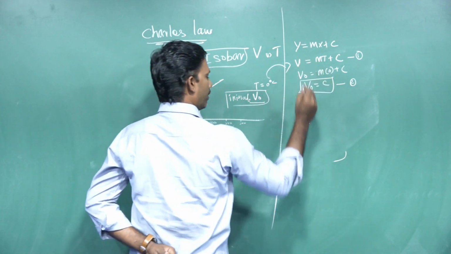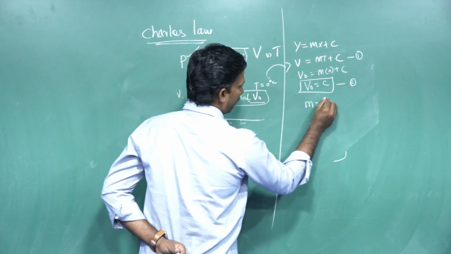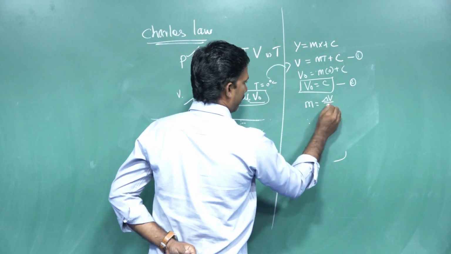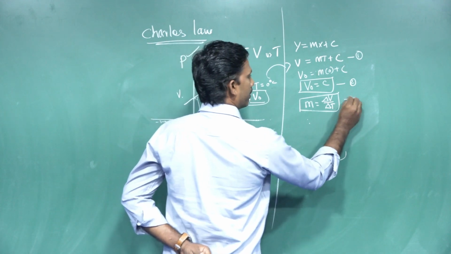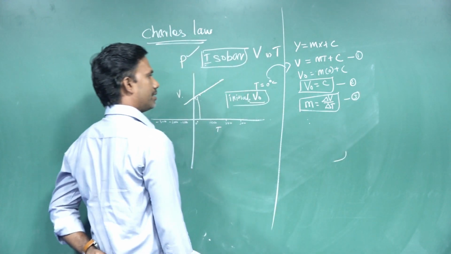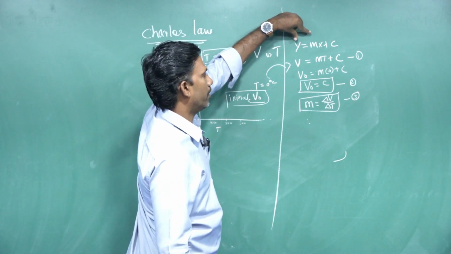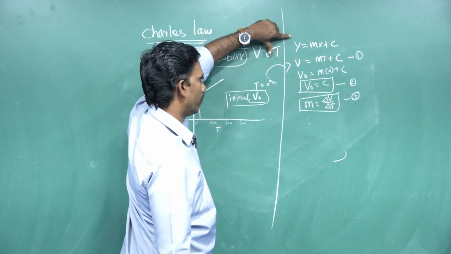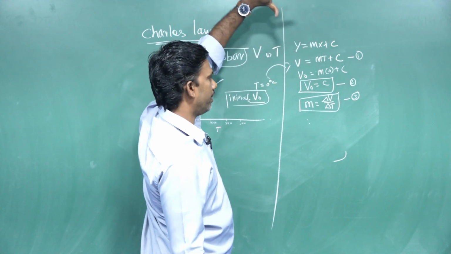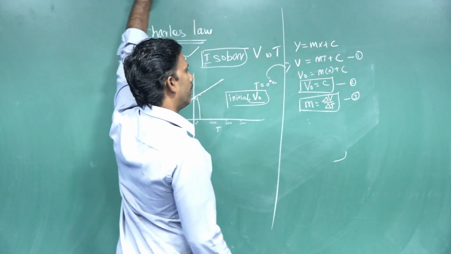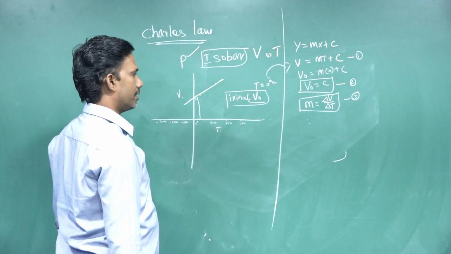Then for the straight line, m is the slope. The slope value itself is a constant, and the value is del V by del T. That is the slope value. Keep it as equation 3. Nothing but a straight line, so the straight line equation y equals mx plus c, taking V instead of y and T instead of x, gives V equals mT plus c. V is the volume, T is the temperature, c is a constant, and m is also a constant.